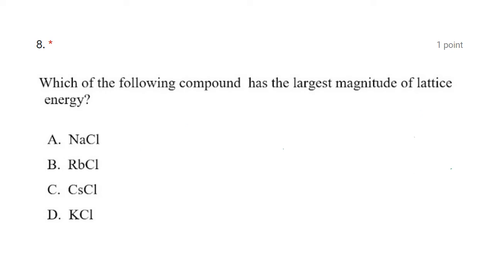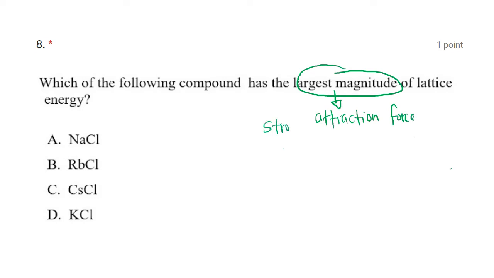Question 8. Which of the compounds has the largest magnitude of the lattice energy? So largest magnitude here we will relate with the attraction force. The stronger the attraction force, the larger the magnitude of the lattice energy will be. So what are the factors that affect the attraction force? Basically, we can check the ionic charge. It's the first priority. If they have similar ionic charge, then only we check the ionic radius.